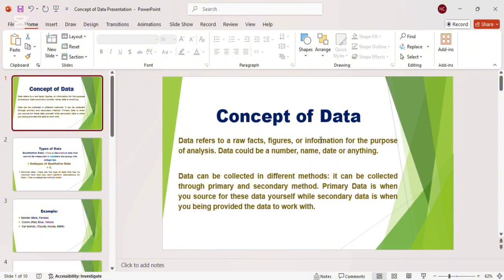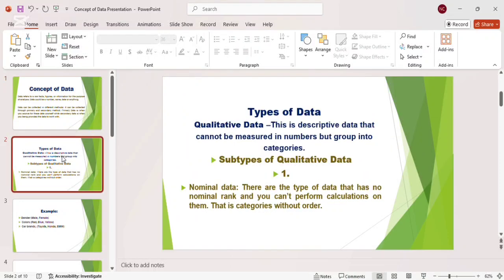Now, types of data. We have two types of data. We have qualitative data and quantitative data. What is qualitative data? Qualitative data is descriptive data that cannot be measured in numbers but grouped into categories. Subtypes of qualitative data. We have two major subtypes of qualitative data, namely nominal data and ordinal data.